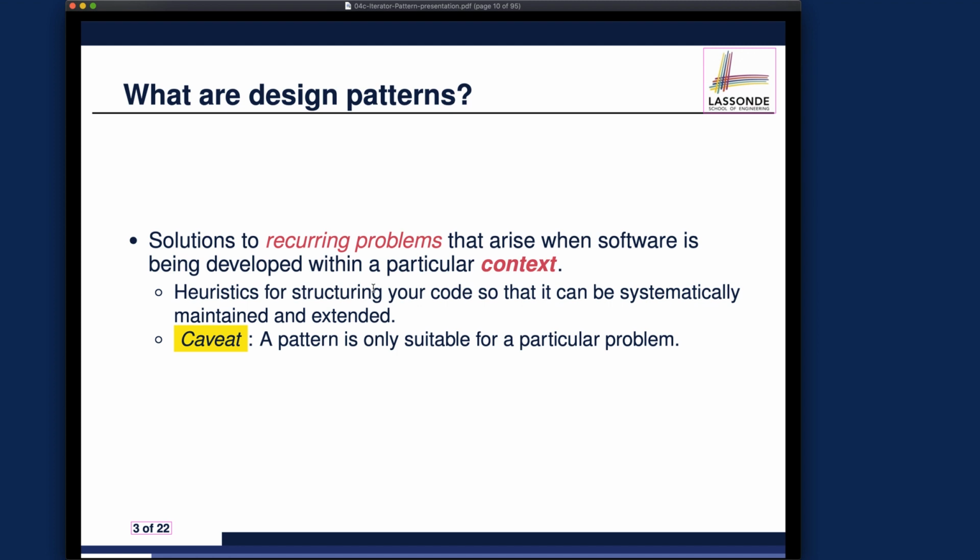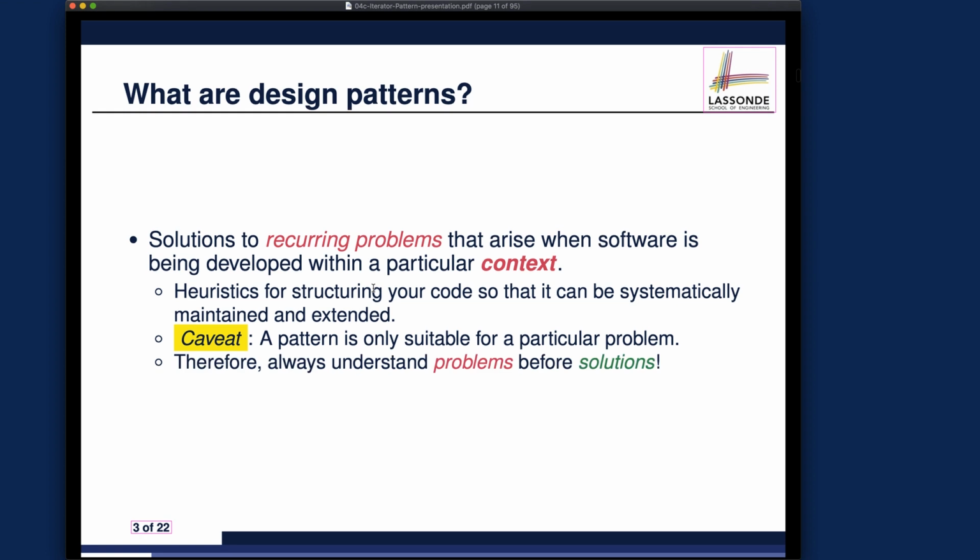Okay, and also a very important warning to give to you, as I just mentioned. A pattern is only suitable for a particular problem. Which means the iterator pattern may not be usable in a problem context where maybe an observer pattern should be used, right? So you want to judge the problem you're given, and decide which pattern should be applicable. That's something you have to judge as a designer. So always understand the problem before the solutions. That's really important. For every design pattern, I will always give to you the motivating problem to think about first.